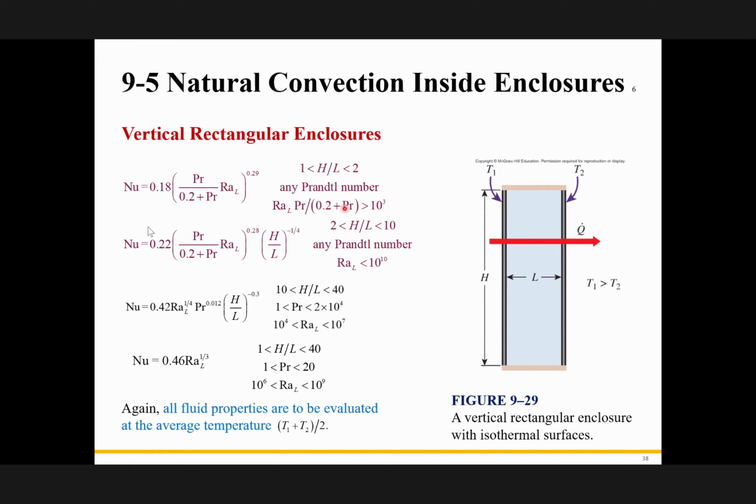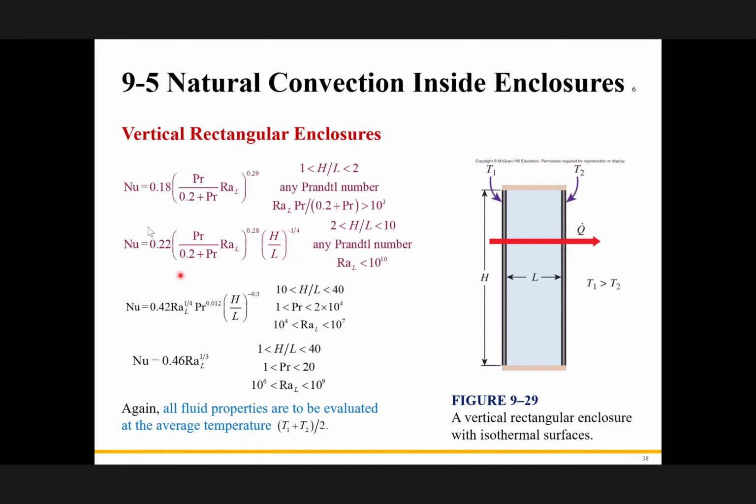The only condition that has to be satisfied is if H over L is between 1 and 2. As you can see, H is this one and L is this one. That can apply to a very small window. You can use this equation. If H over L is between 2 and 10, you have to use this equation. Please pay attention that all of these correlations came up experimentally. Therefore, make sure that you satisfy that requirement.